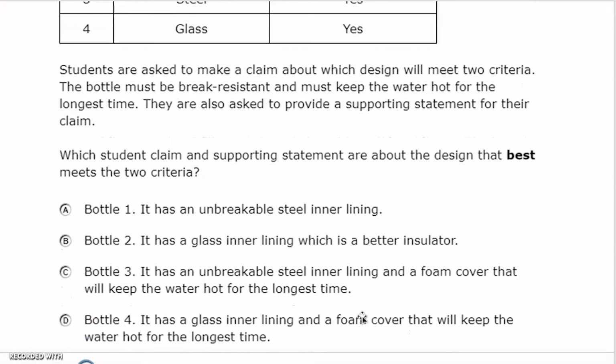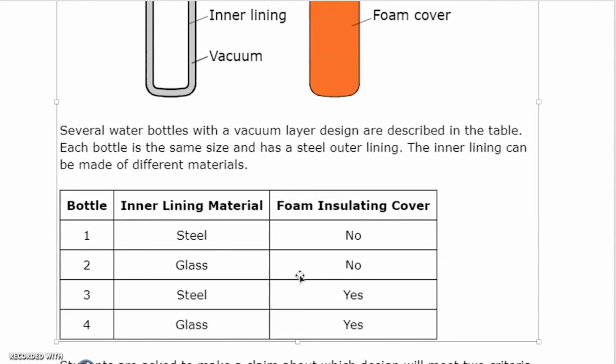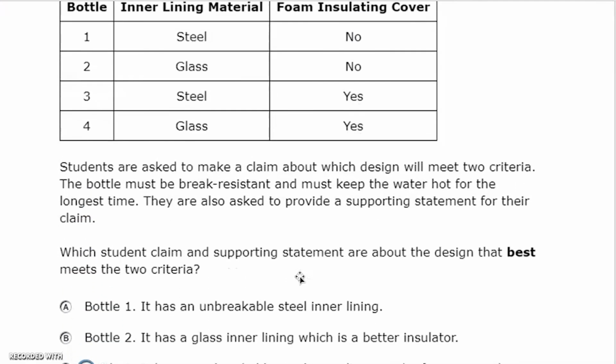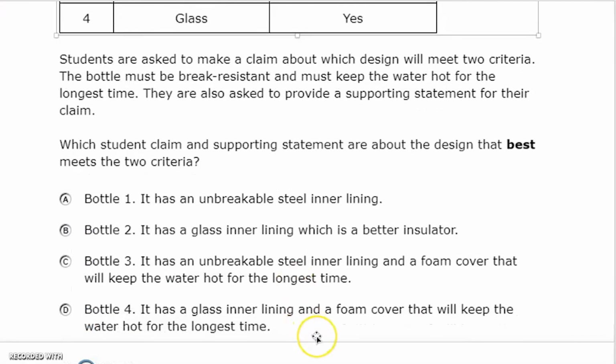Okay, so here we're addressing the unbreakable, the fact that it's unbreakable, and we're also addressing the insulation. Bottle 4, it has a glass inner lining and a foam cover that will keep the water hot for the longest time.